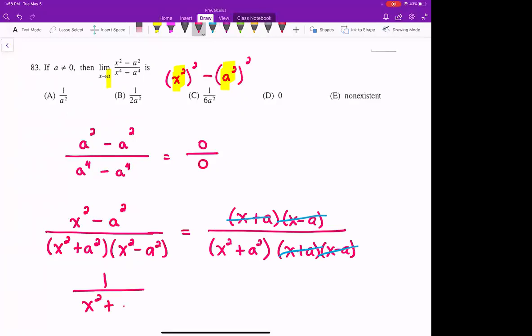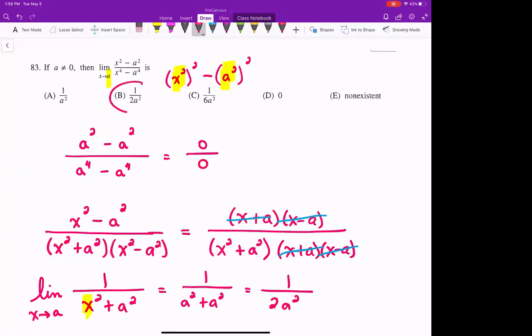And I'm going to go ahead and toss my limit back on here again as x approaches a. And I'm going to do a direct substitution for x. So that'll give me 1 over a squared plus a squared, which is 1 over 2a squared. And that's why the answer was B.